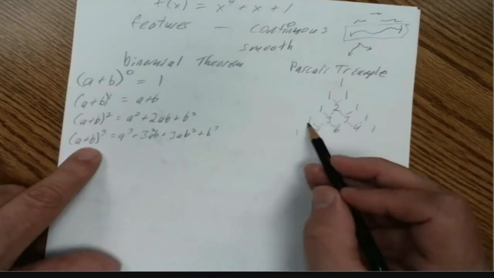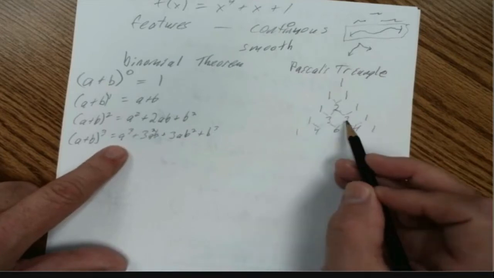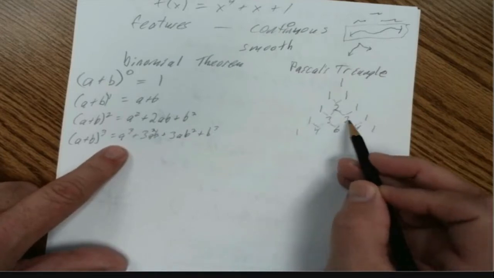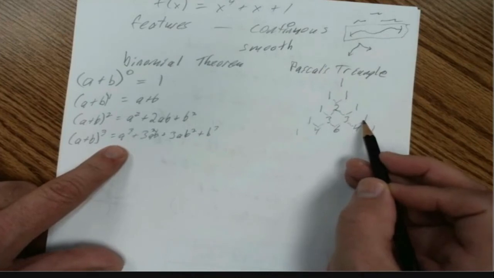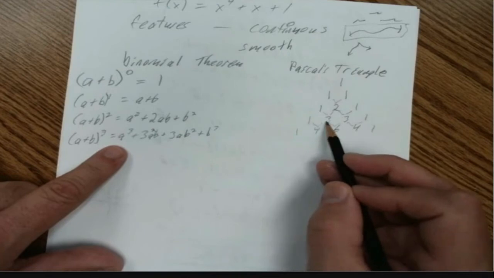And then you get the third power. A to the third power. And notice it goes down. A to the third power, a to the second power, a to the first power, and then a to the 0 power, which is just 1. Where the b does just the opposite: b to the 0 power, b to the first, b to the second, b to the third.